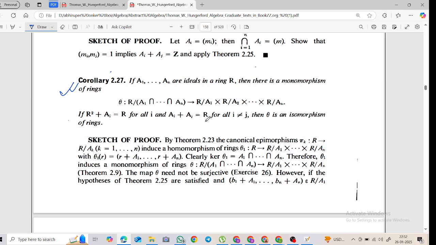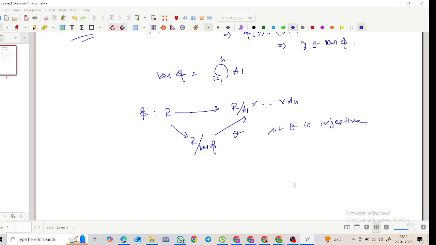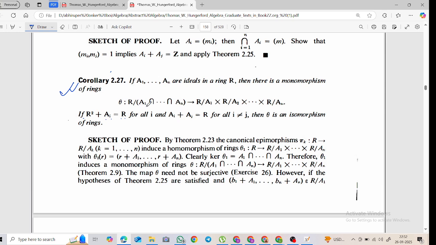Now, for this condition, if R^2 + Ai is R for all i and Ai + Aj is R for i not equal to j, then theta is an isomorphism of rings. So they are saying that this theta that you just have is also surjective once these two conditions are given. Okay. Why?